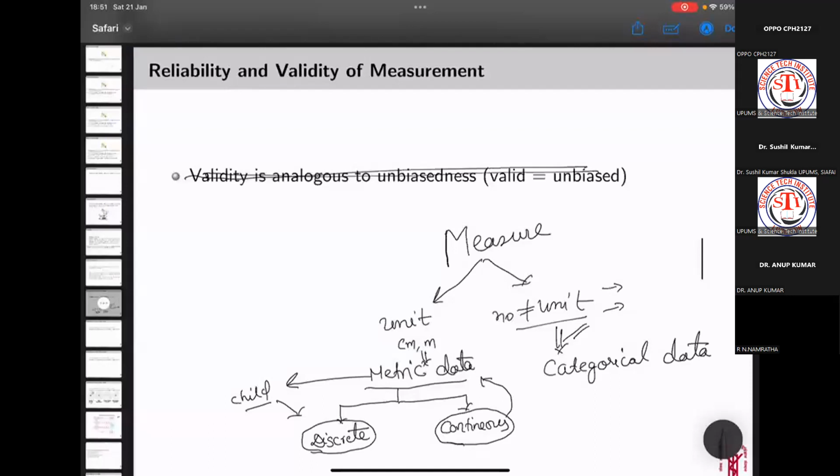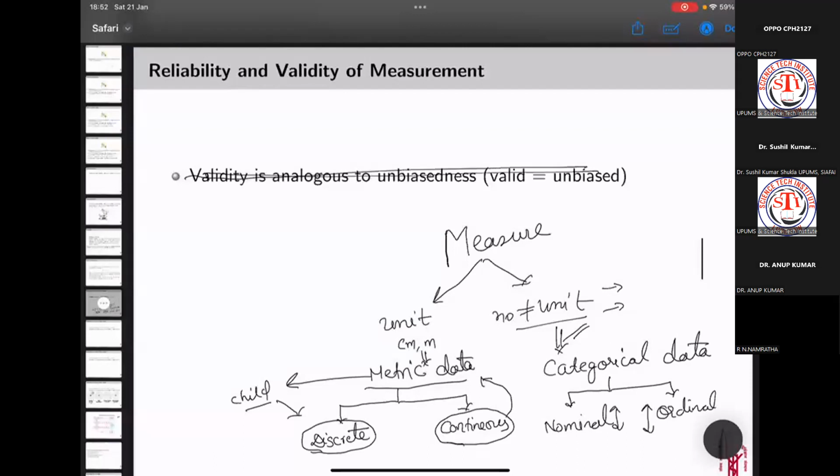Okay. Similarly, categorical data is of two kinds. One is nominal and another one is ordinal. So if you cannot order the categories, it is a nominal categorical data, and if you can order the categories, it becomes the ordinal categorical data.